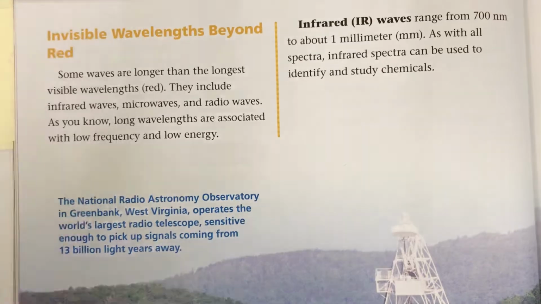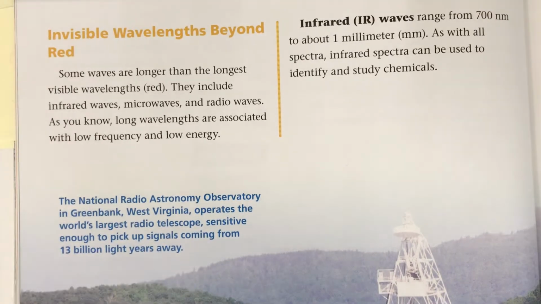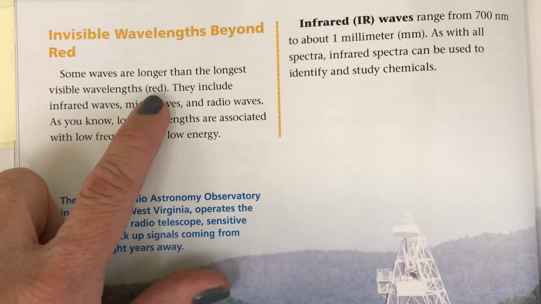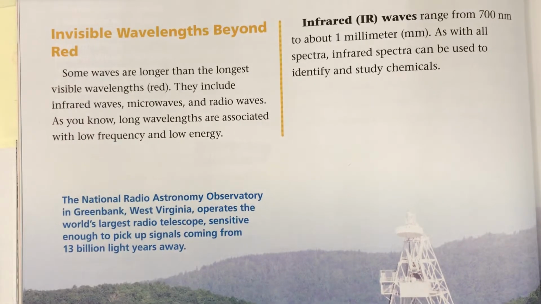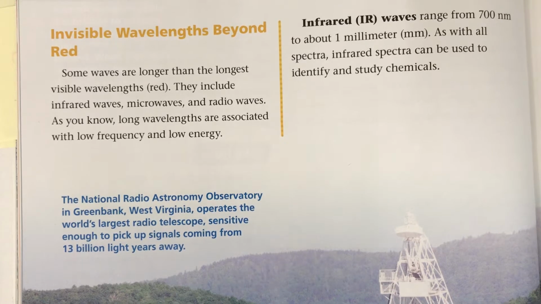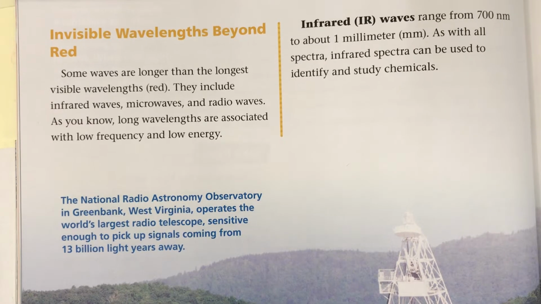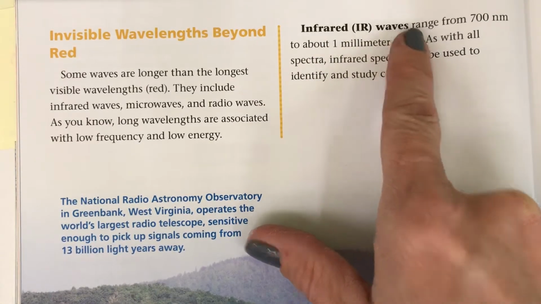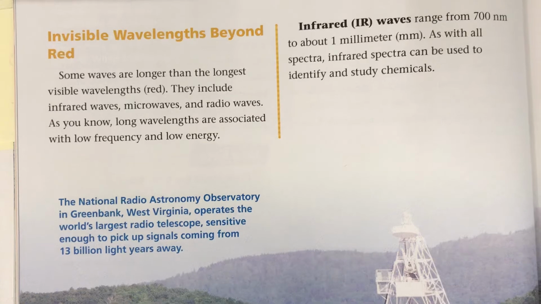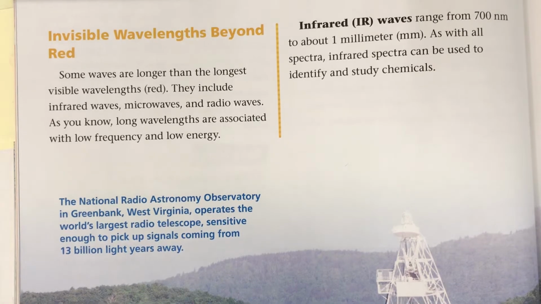Invisible wavelengths beyond red. Some waves are longer than the longest visible wavelengths, red. Would you highlight that? These include infrared waves, microwaves, and radio waves. As you know, long wavelengths are associated with low frequency and low energy. Infrared, IR waves, would you highlight that, range from 700 nanometers to about 1 millimeter.